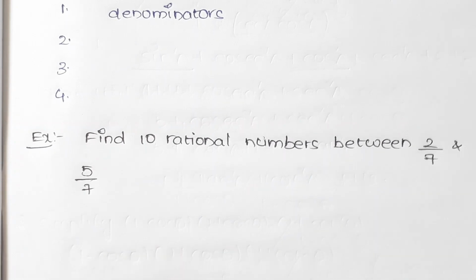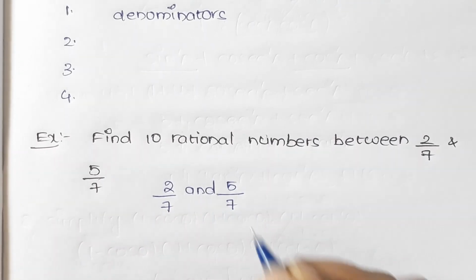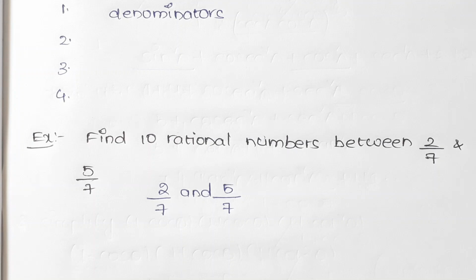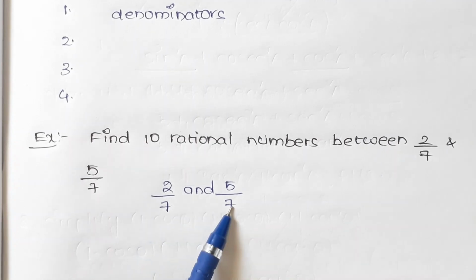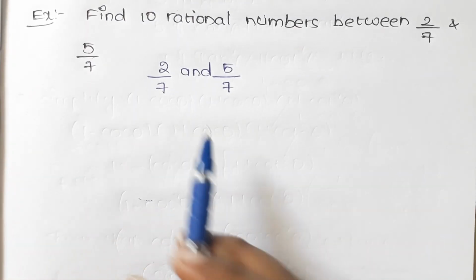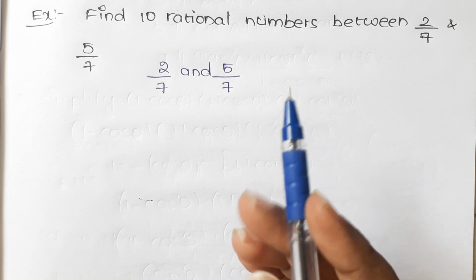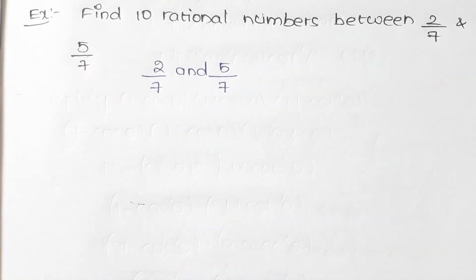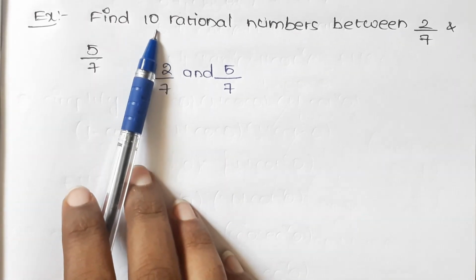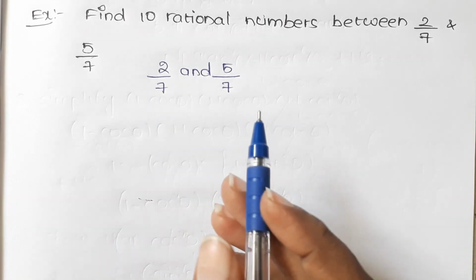Here the given rational numbers are 2 by 7 and 5 by 7. According to the steps, the first step is to check the denominators of the given rational numbers. Here 7 and 7, both the denominators are the same. Through the second step, if the denominators are the same, then we should check the values of the numerators. Here they asked to find 10 rational numbers, so we have to multiply by 10.